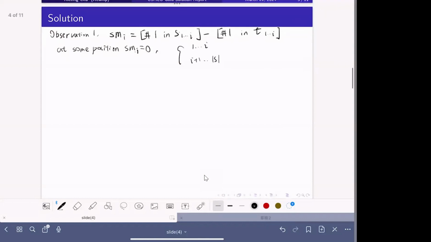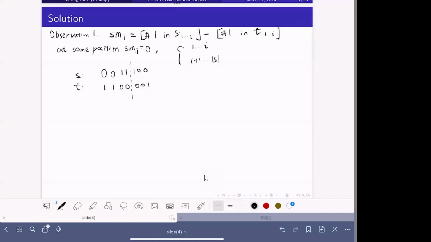For example, if S is equal to 0, 0, 1, 1, 1, 0, 0, and T is equal to 1, 1, 0, 0, 0, 0, 1, we can find that at these positions sum_i is equal to 0, and we can split this problem into the first half and the second half.